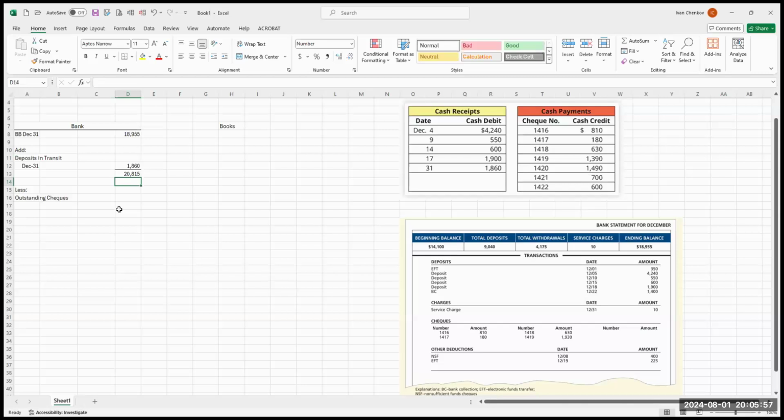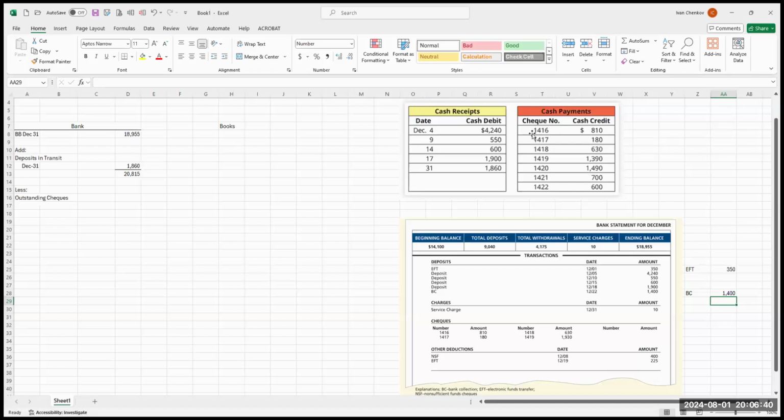Now we have to see, are there any checks that we issued and sent to the vendor that haven't been cleared yet from the bank. Now on the deposit side, what's left? We have here an EFT for $350 left. And also we have the last deposit, which is a BC, says $1,400. So those two, I'm going to leave like this, and we have to chase them later.